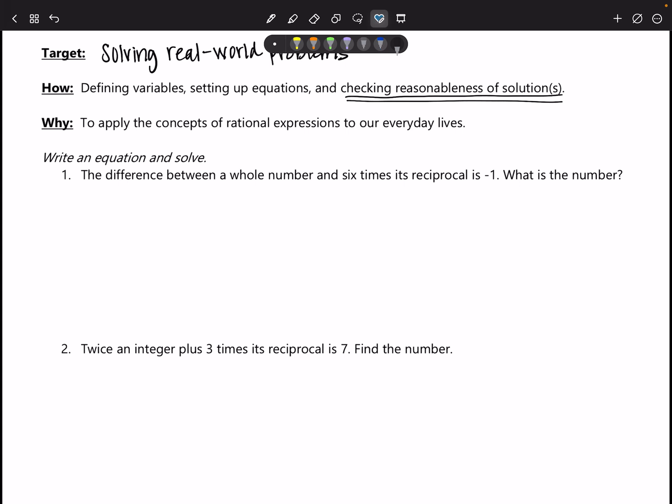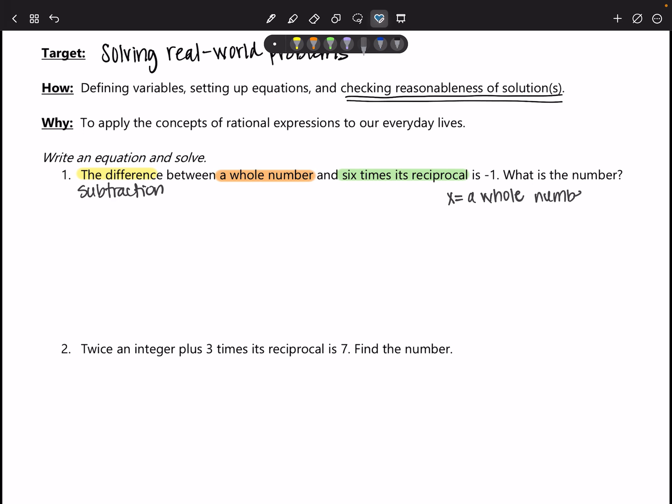So the difference between a whole number and 6 times its reciprocal is -1. What's the number? There's a couple things here that stand out to me. The first thing is the difference. That tells me that we're dealing with subtraction. And subtraction between what two things? Well, one of them is a whole number, and the other is 6 times its reciprocal. So I don't know what that whole number is, so I'm going to call that x.